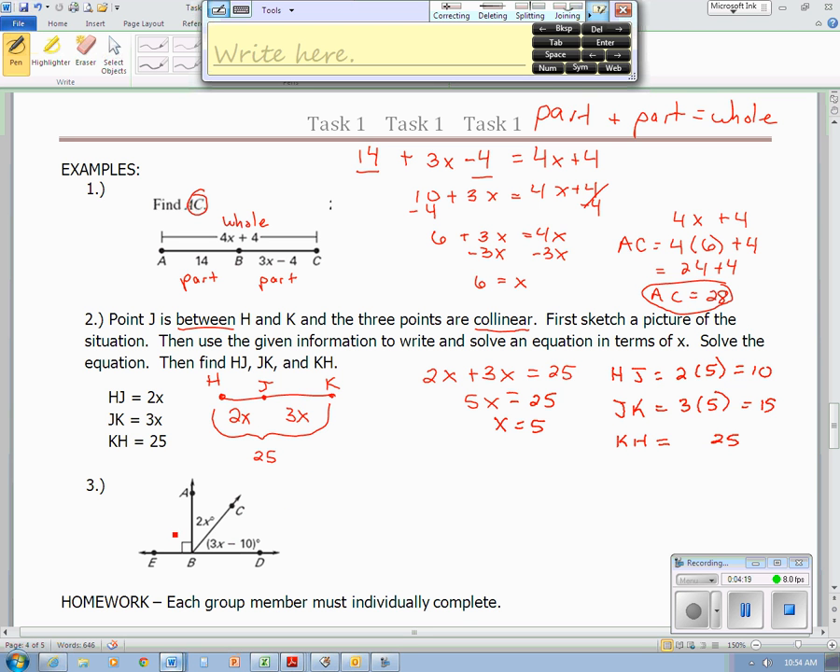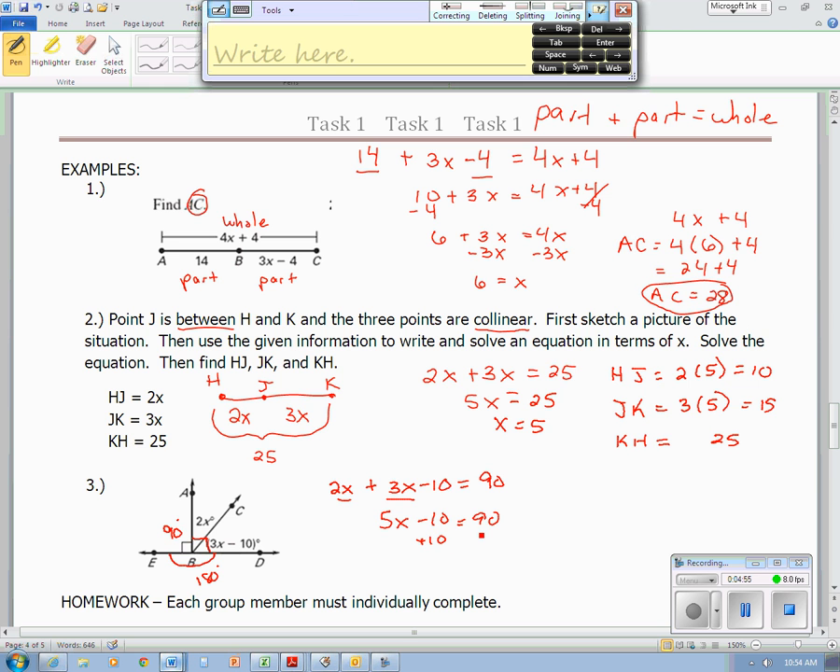Okay, down here for number 3, this box down here means it's 90 degrees. We know a straight line is 180. So we're going to take these two angles and add those two to add up to equal 90 degrees. So set up your equation first. This part plus the other part has to equal the whole. And these two angles together would also equal 90 degrees. So I've set up my equation. Now I need to solve for x. So I'll combine those like terms. 5x minus 10 equals 90.